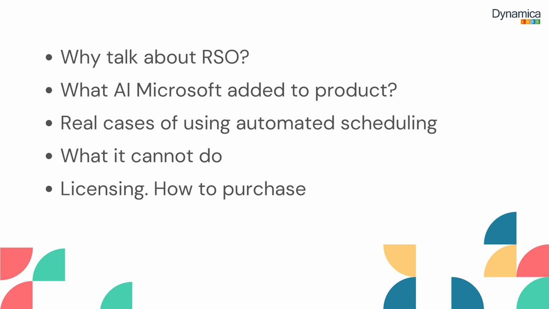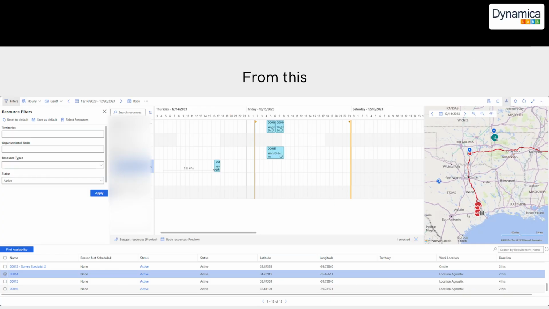We'll also discuss the new AI enhancements from Microsoft in this product, real use cases of schedule automation, what RSO cannot do, and licensing. Let's start with the basics. Field Service. The core of Field Service is its scheduling calendar.